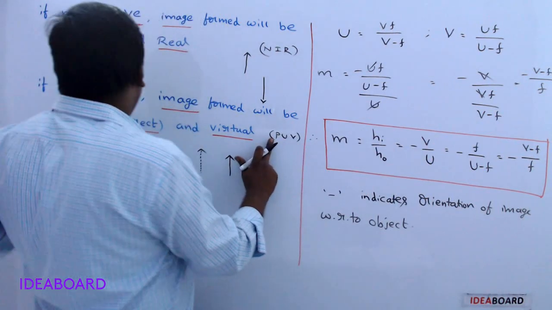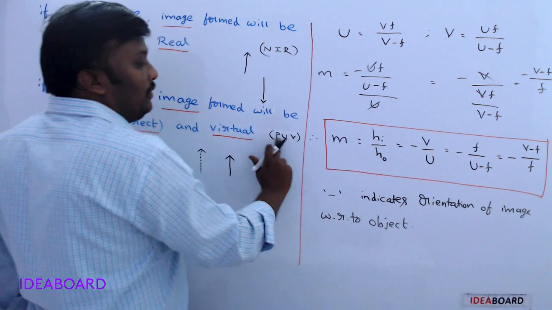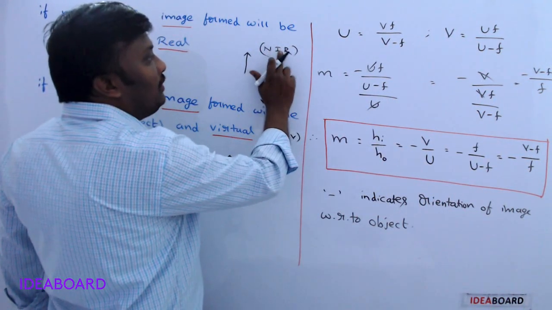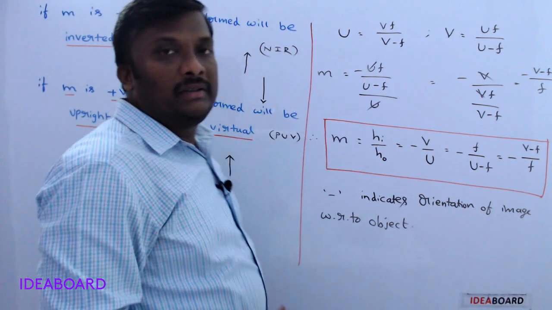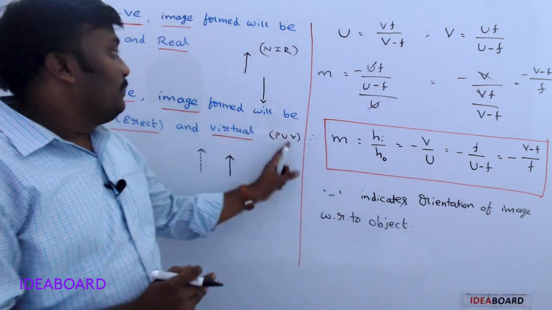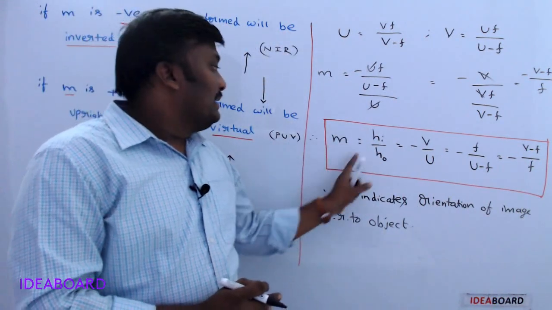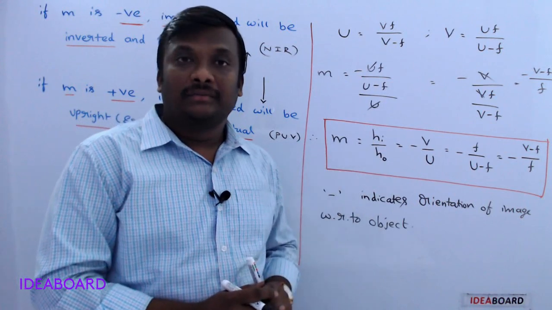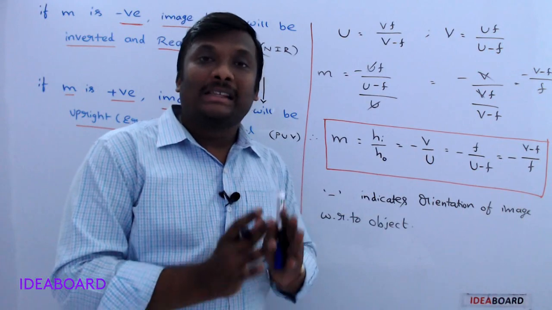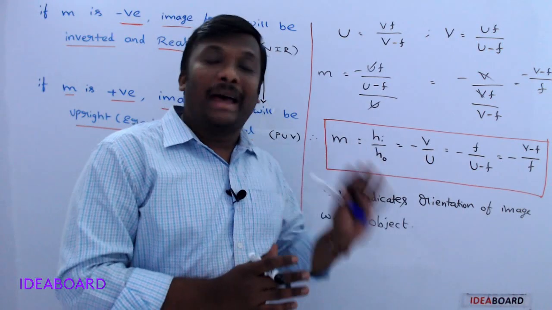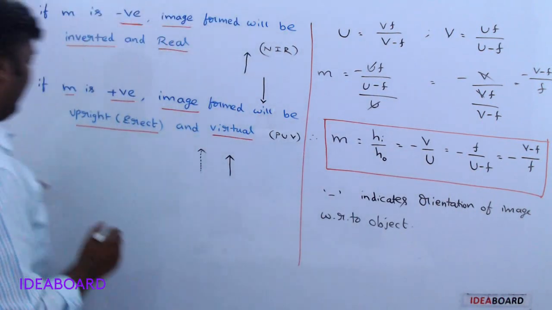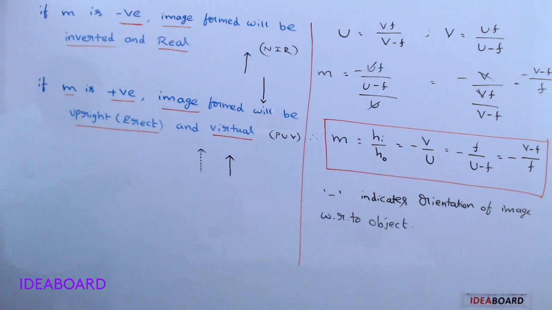If magnification is positive, you get an upright, virtual image. If magnification is negative, you get an inverted, real image. NIR, PUV. Do you understand? This is very, very important for the characteristics of the image. For characteristics of the image, they always ask what the value of the magnification is. Depending on it, we can set it. Is it clear?